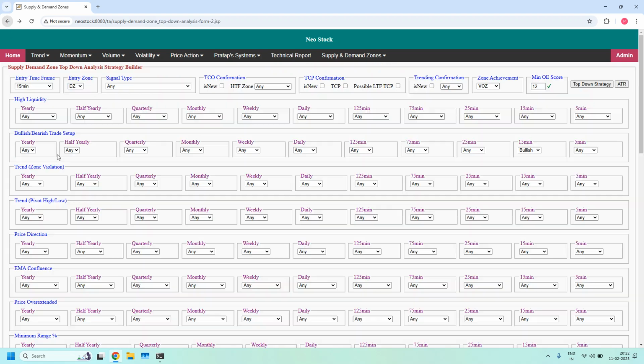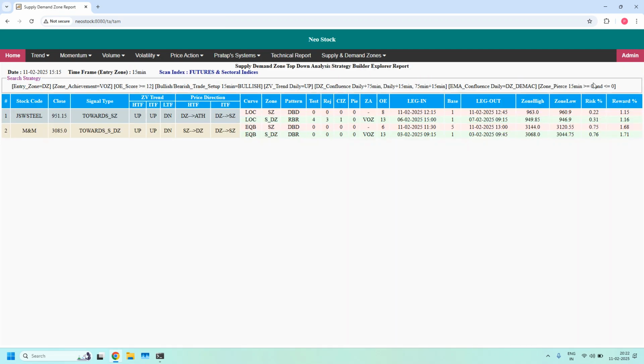Let us verify. In the EMA confluence, at daily time frame, I am setting the filter: daily demand zone having daily EMA confluence or not. But the trend on the daily should not be sideways. It should be uptrend because it is a bullish trade setup. So with this filter, we got both these stocks having the daily trend uptrend. So these 2 are even more high probability trade setup supported stocks to get the success.